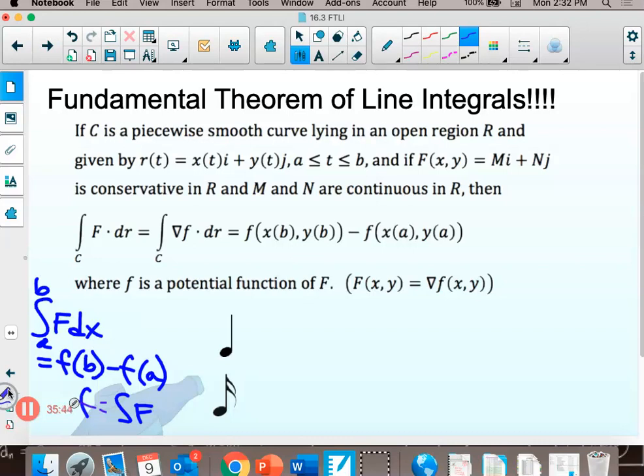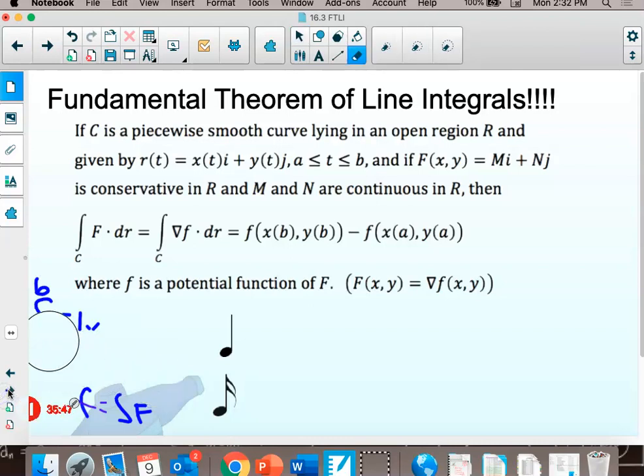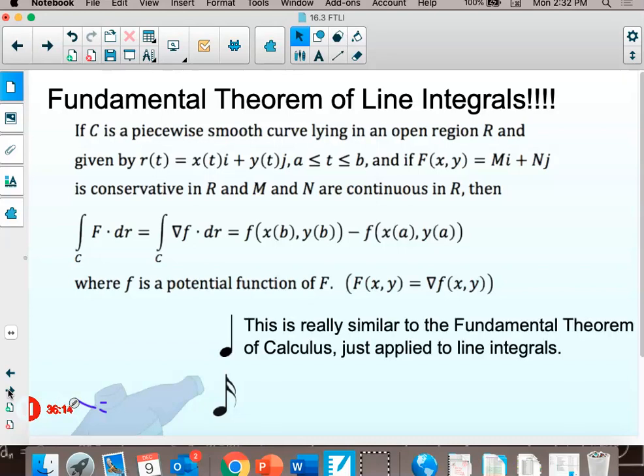So what they're saying is that the work done, that F dot dr, is really just, and there's a lot of ifs: if the functions are continuous within your vector field, if the vector field is conservative, and if the path is a piecewise smooth curve, then you can find your potential function for your vector field, plug in the b minus plug in the a, and you'd get the exact same integral. Okay, all right, so let's look at the notes. That's me just saying, hey, look, it's really similar to the fundamental theorem of calculus, just with line integrals, right? Almost exactly the same.